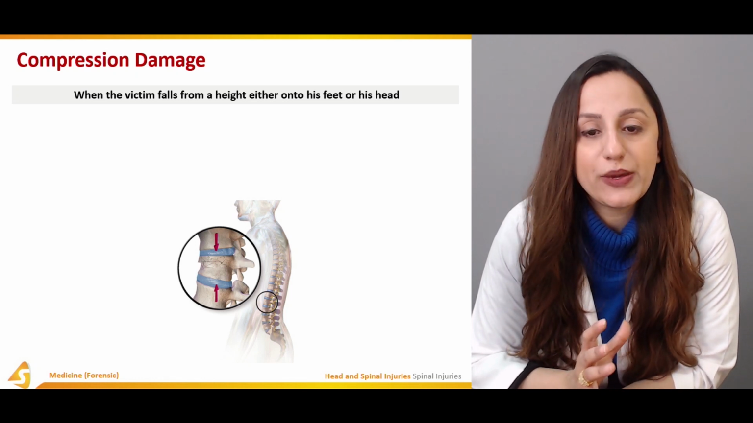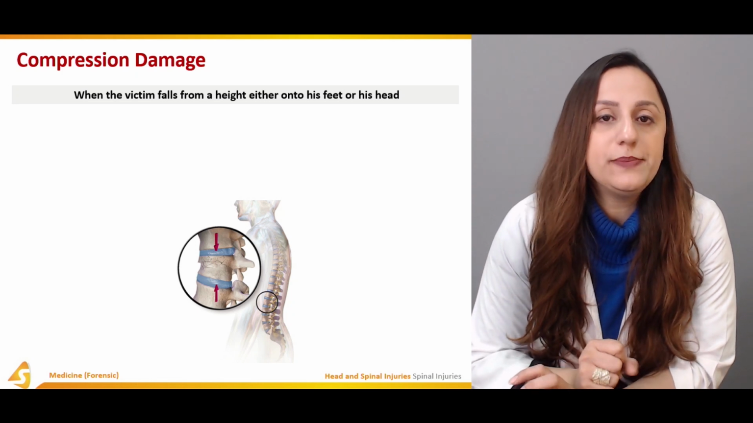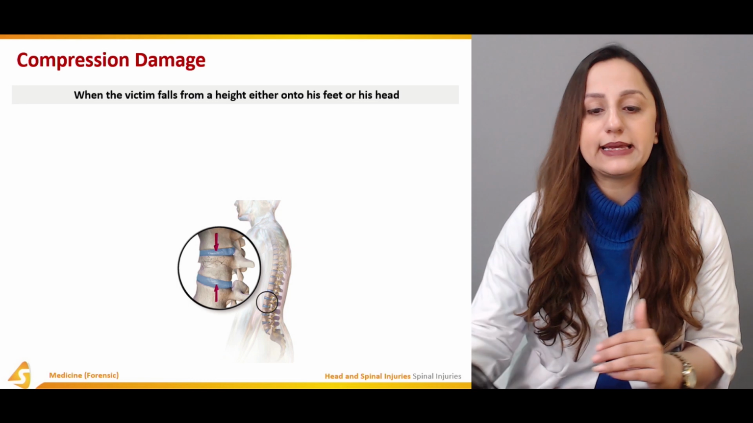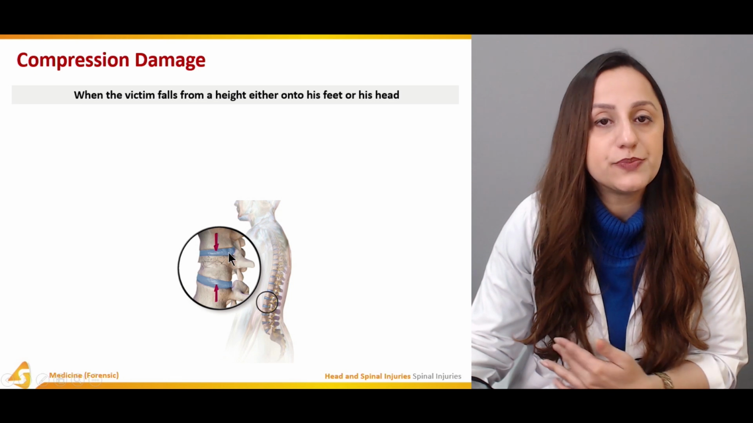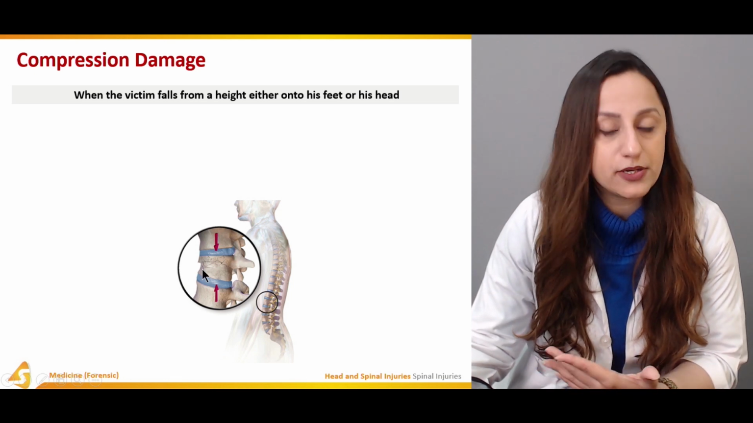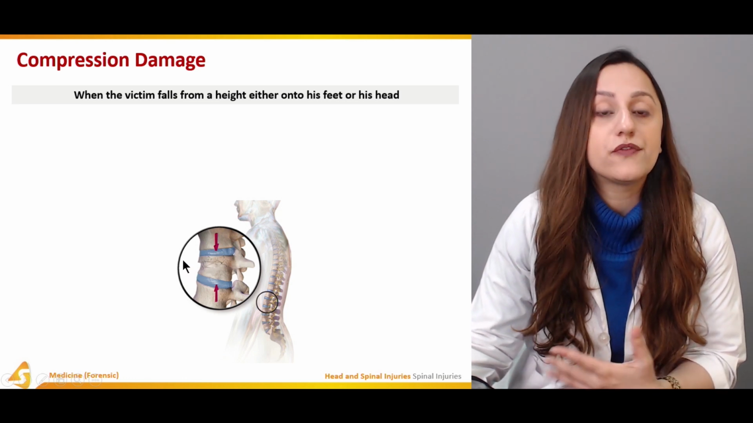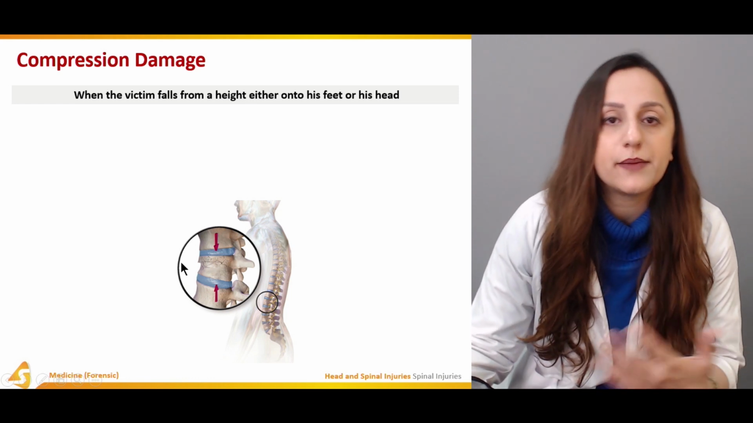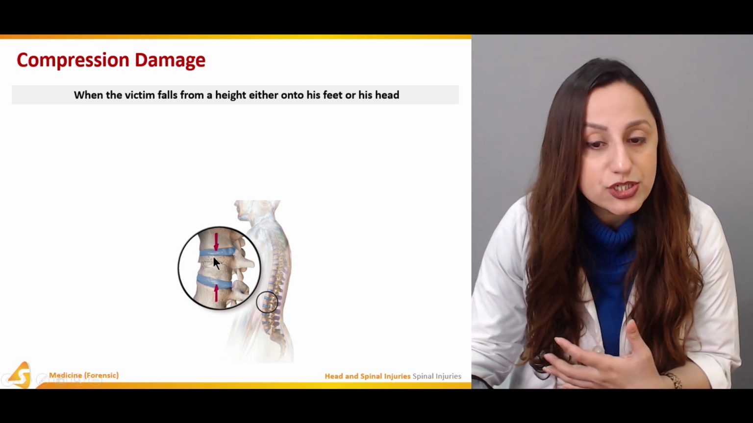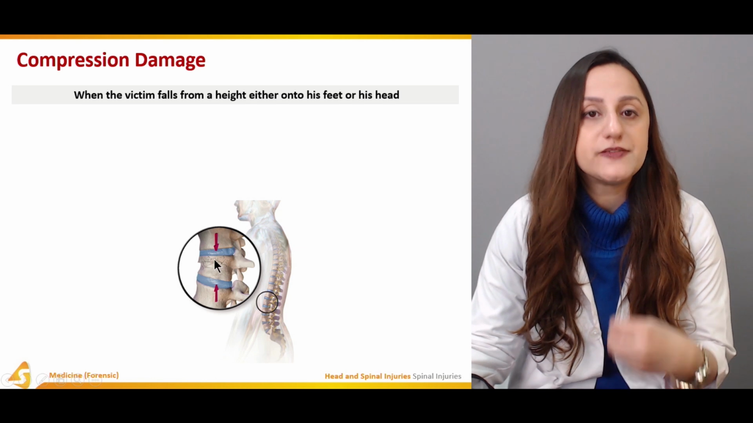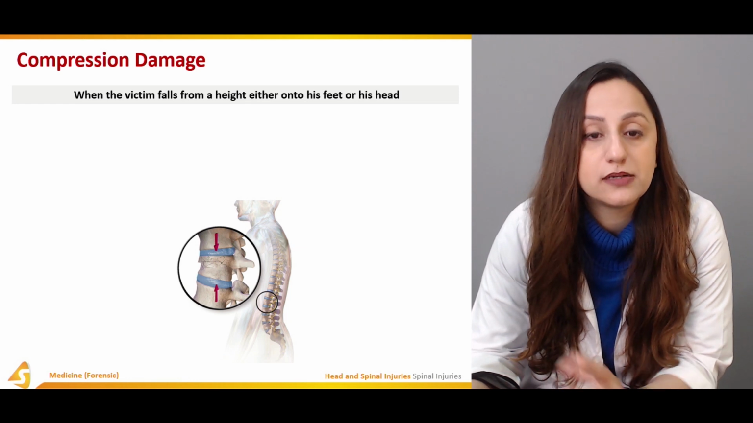Now, compression damage. When the victim falls from a height, either onto his feet or his head, that will cause this compression. As you can see in this diagram, this is the intervertebral space. The intervertebral space is simply the space between two vertebral bodies. In between this space, a lot of nerves, arteries and veins are coming out and going in to communicate with the spinal column. So if there is a compression of this intervertebral space, all these nerves and arteries will go through that compression, and that will be very traumatic to the arteries, veins and nerves.